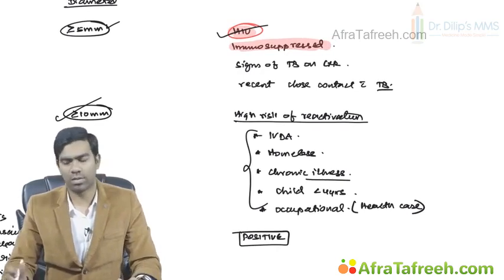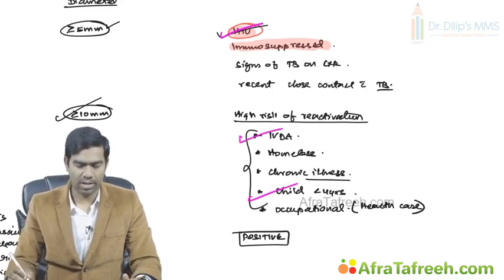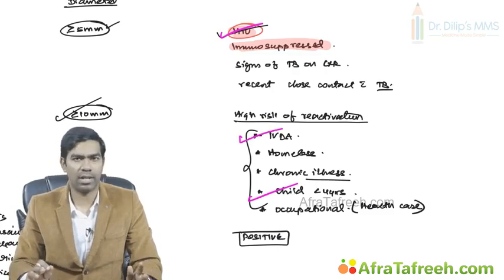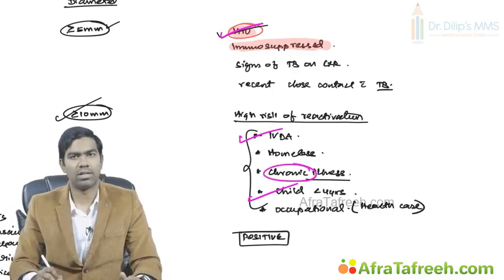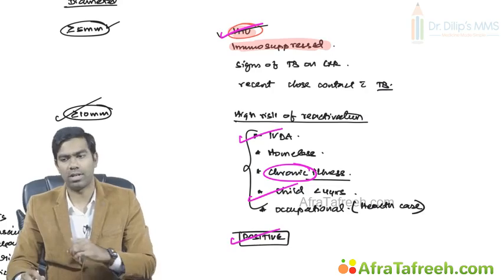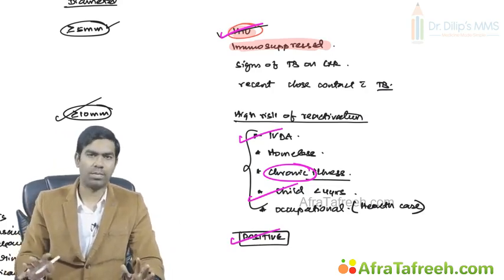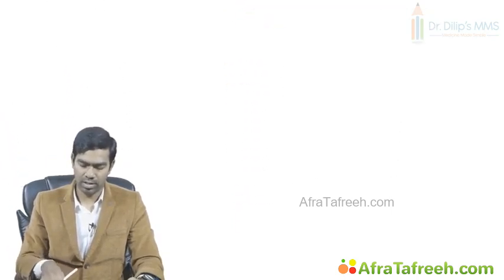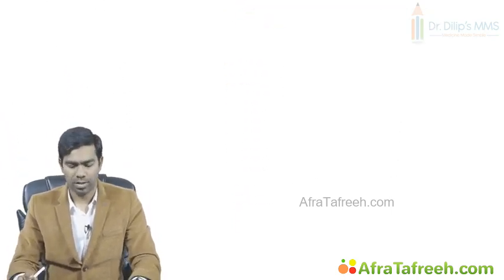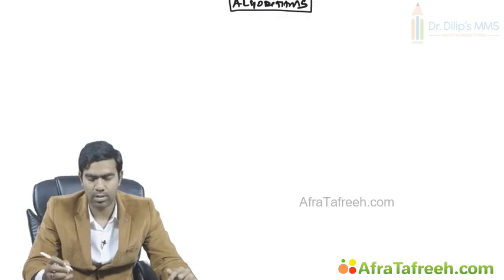So where you will take it as positive. But remember, only 3 things I want you to know. One is HIV patients, more than 5 millimeter itself is positive. And second, IV drug abusers and children less than 4 years, 10 millimeter itself can be taken as positive. And any chronic illness, more than 10 millimeter can be taken as positive. And anything more than 15 millimeter, irrespective of the risk factors, it is always considered to be positive. So these are the interpretations of the induration in the Mantoux testing. Clear? Let us see some of the diagnostic algorithms given in the current RNTCP guidelines.